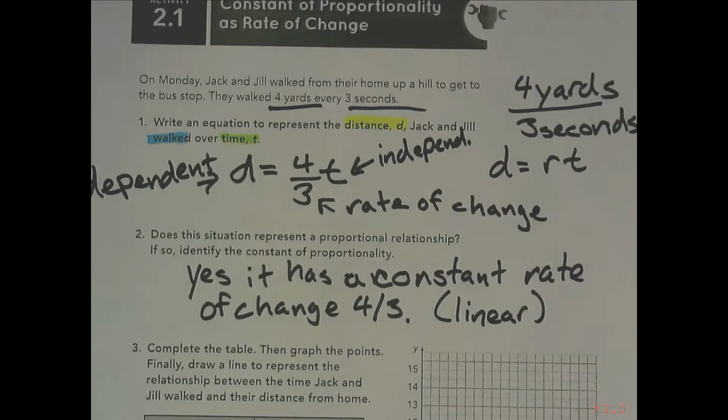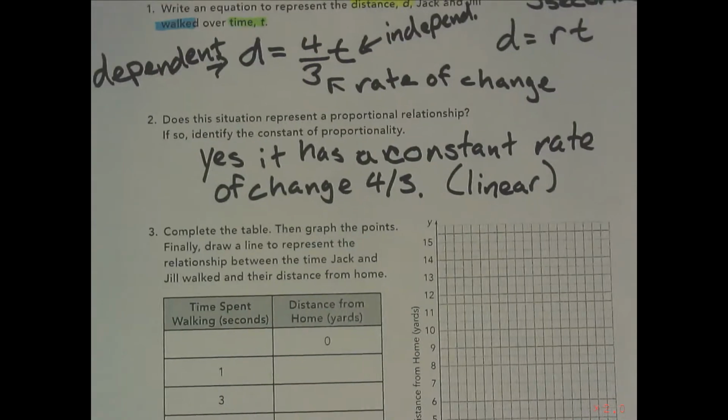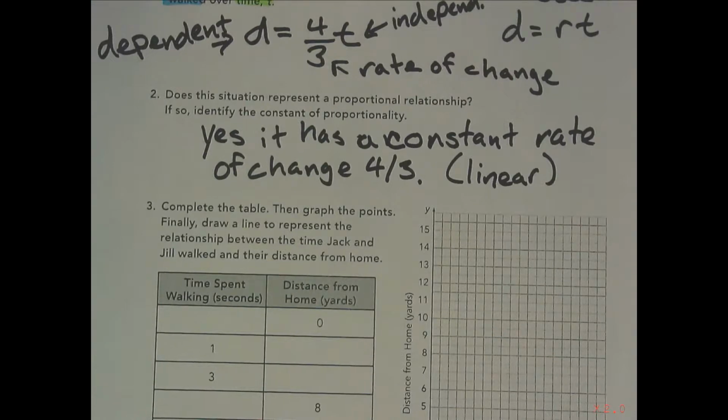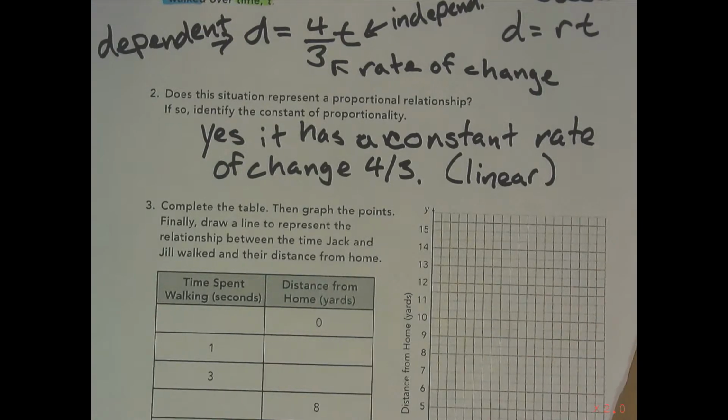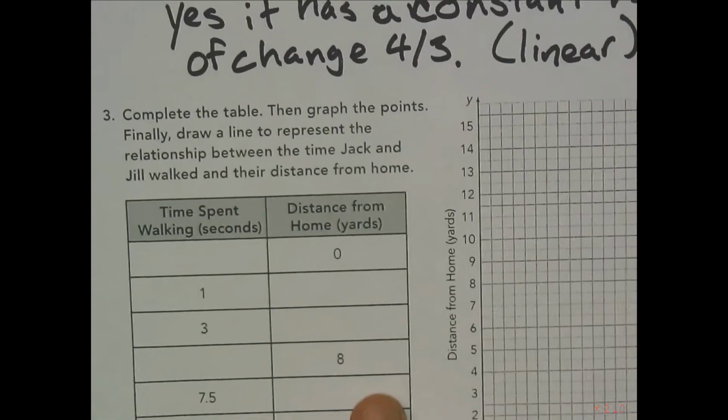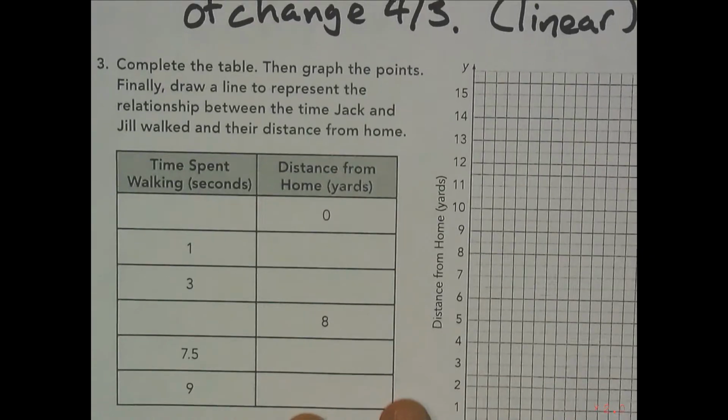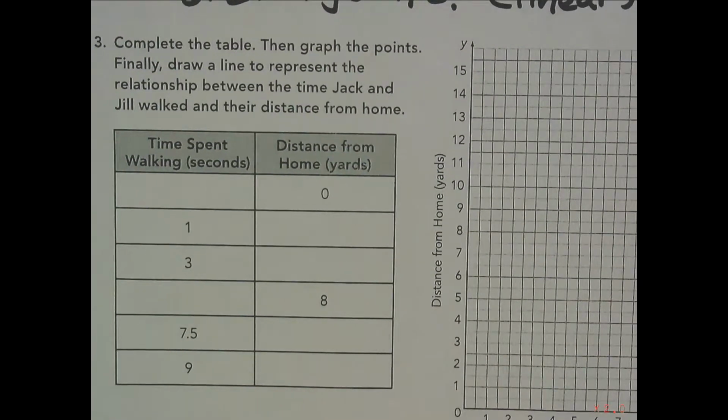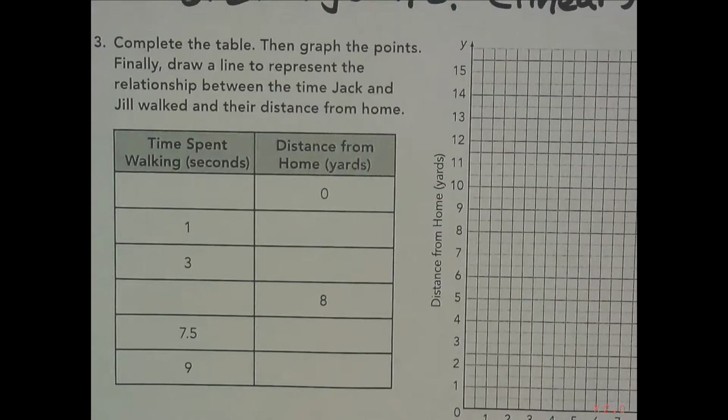Now, I'm going to do something for question number 3, and we're going to do some long math, and then we're going to do a shortcut on the calculators. All right, so let's look at this. For question 3, it says complete the table and then graph the points. Finally draw a line to represent the relationship between the time Jack and Jill walked.